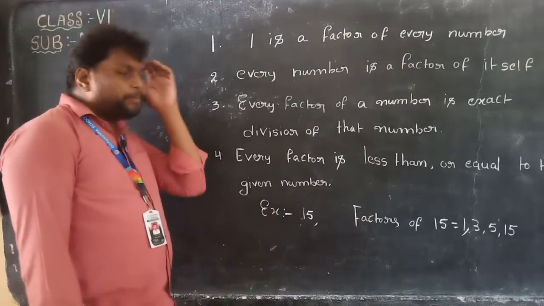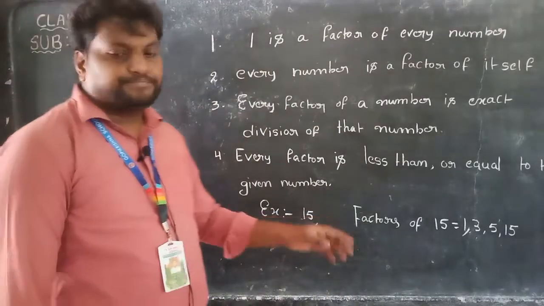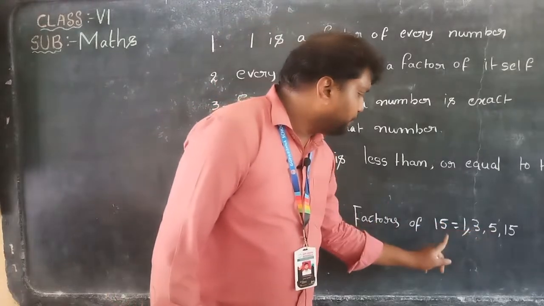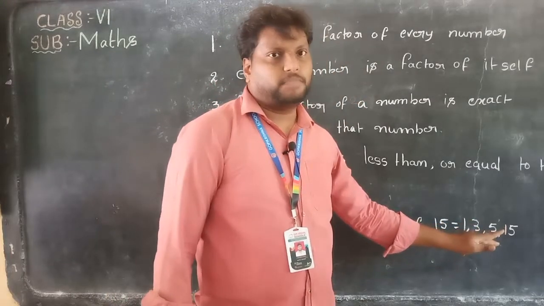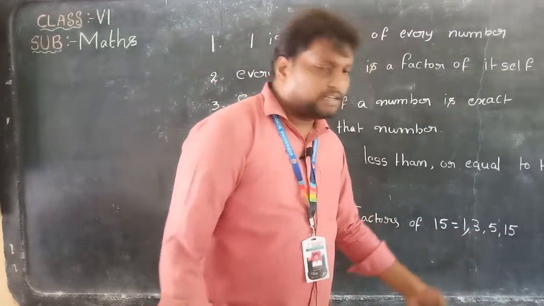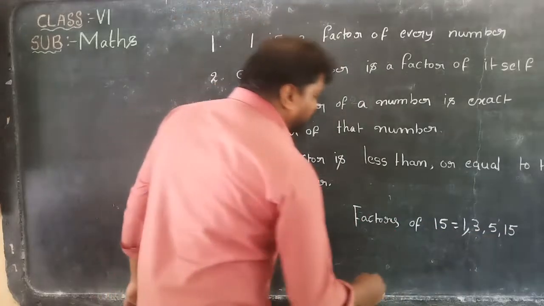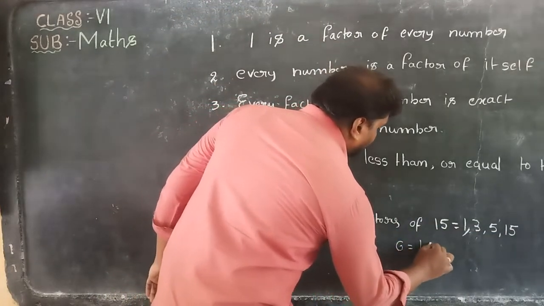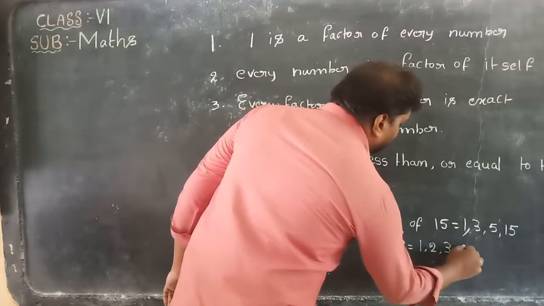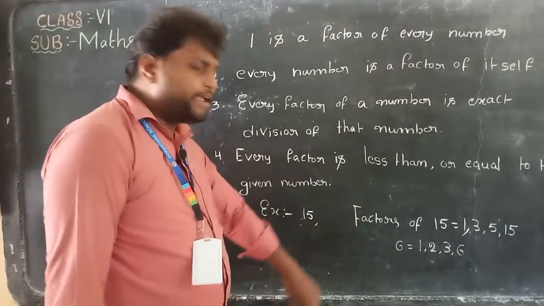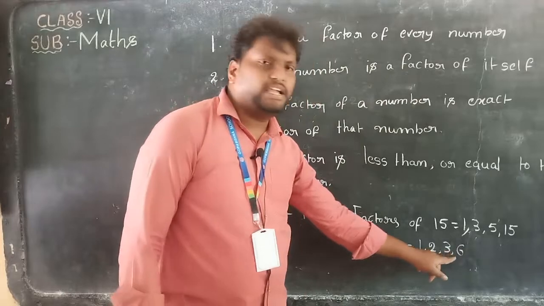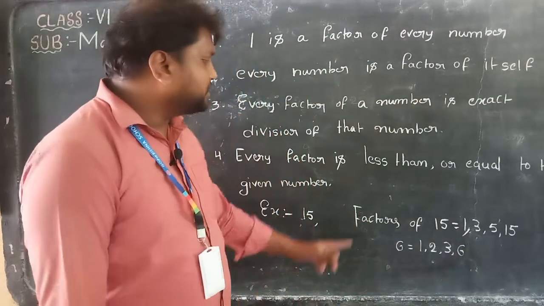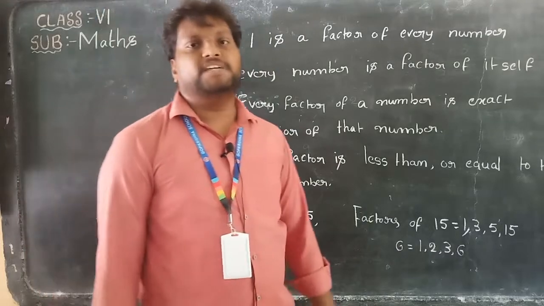And one more important point: observe, the factors are limited. One more example, take the factors of 6: 1, 2, 3, 6. Every factor, that is 1, 2, 3, is less than 6, and 6 is equal to 6. Okay, these are the points. Some more points are there.